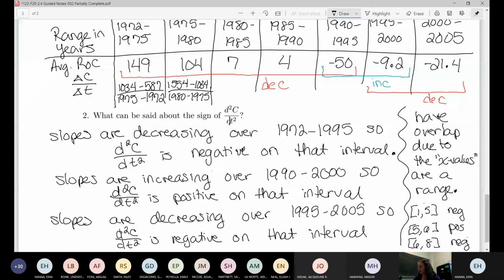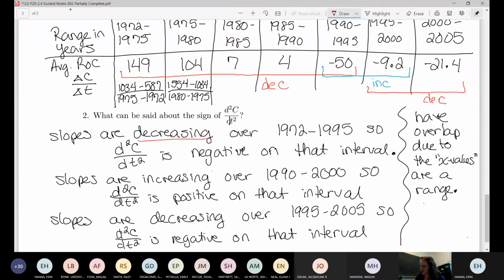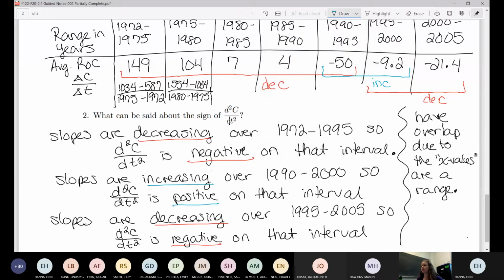But let me erase this bottom part. That might confuse people about where those numbers are coming from, and they were just made up. The idea we want to pull from this example is that if slopes are decreasing, your second derivative is negative, and if slopes are increasing, your second derivative is positive. Let me underline those things, because that's what we really wanted to pull from this example: whether the slopes are increasing or decreasing gives us the sign of the second derivative.